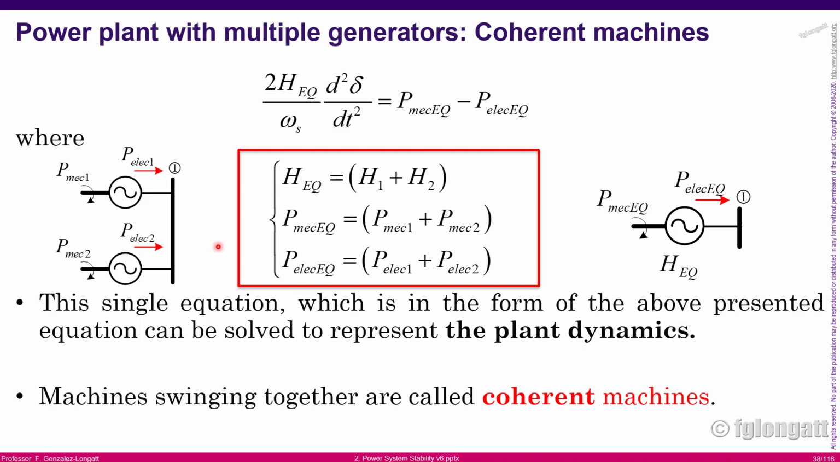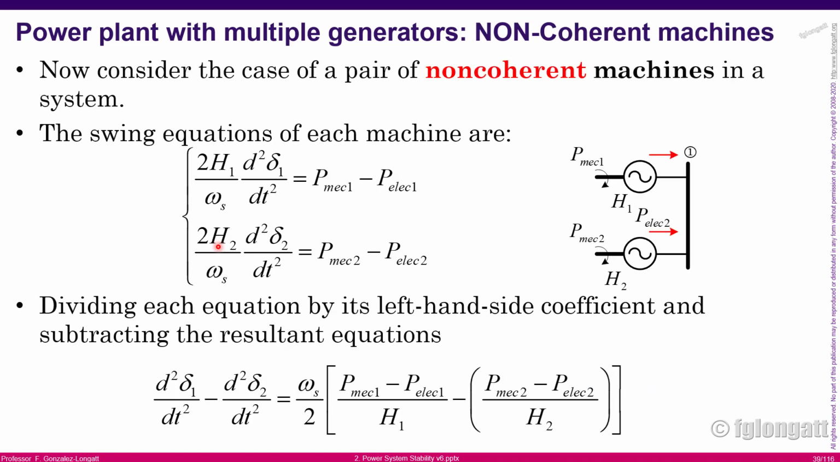Okay, but there is another case. What happens if we have machines that are very different? For instance, one of them is huge and the other one is very small. What happens in that case?